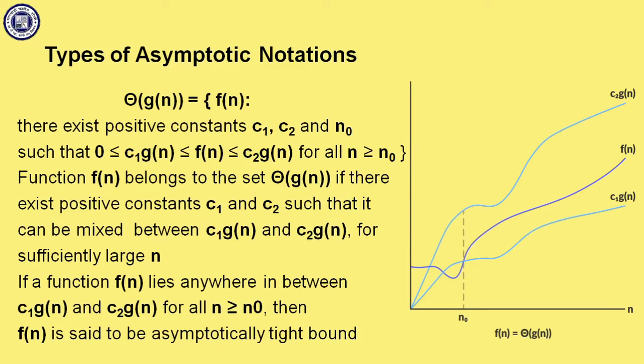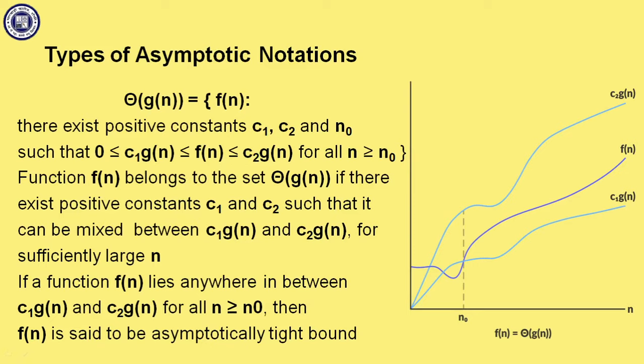So theta of g of n is given by f of n, where there exist positive constants c1, c2 and n0 such that the function f of n lies between g of n multiplied by the first constant and g of n multiplied by the second constant, such that it is always greater than or equal to 0 for all values of n which are also greater than or equal to n0. That is the closure point.